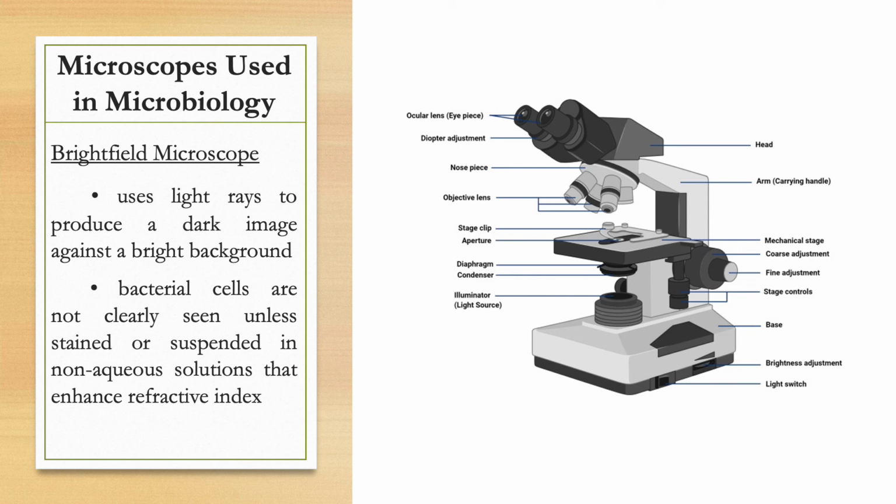This is because your bacteria have a similar refractive index to that of water, which means that if you look at them unstained under the microscope, they will seem transparent or semi-transparent. So you need to use stains or similar materials to change its refractive index.